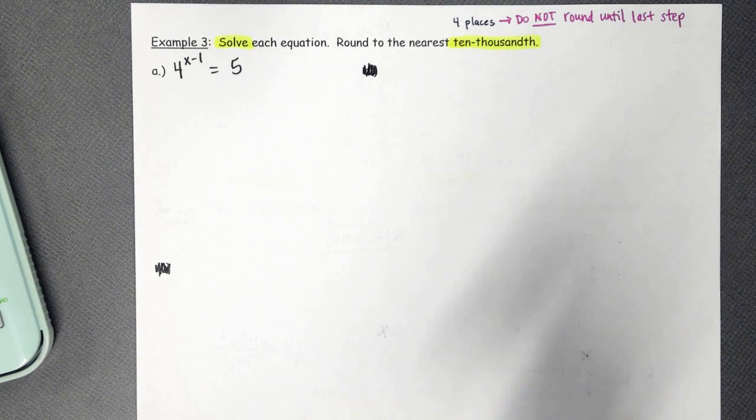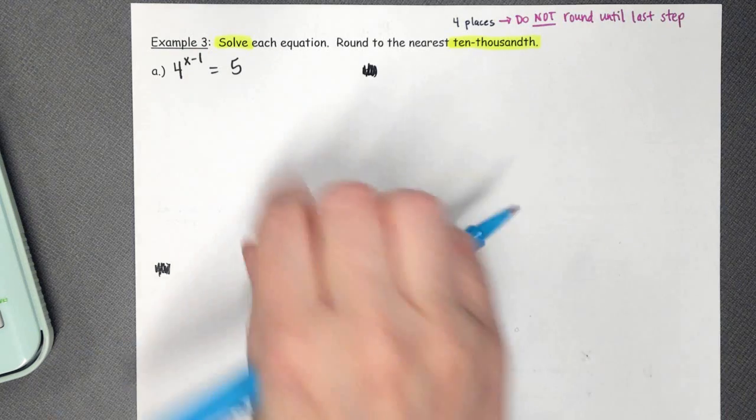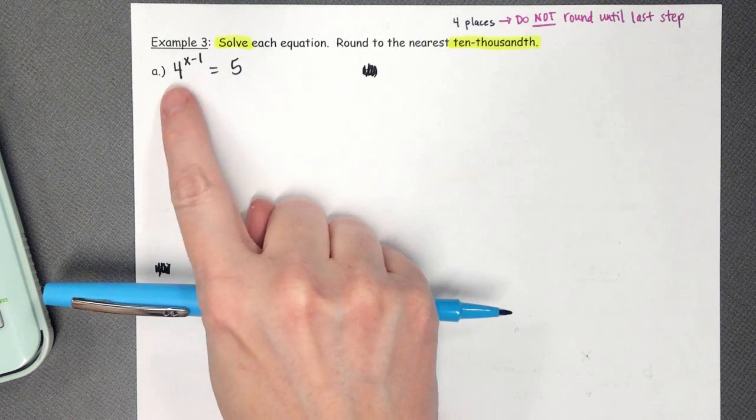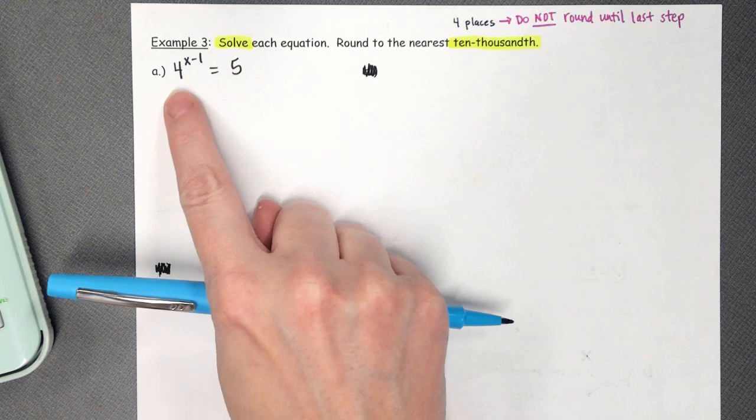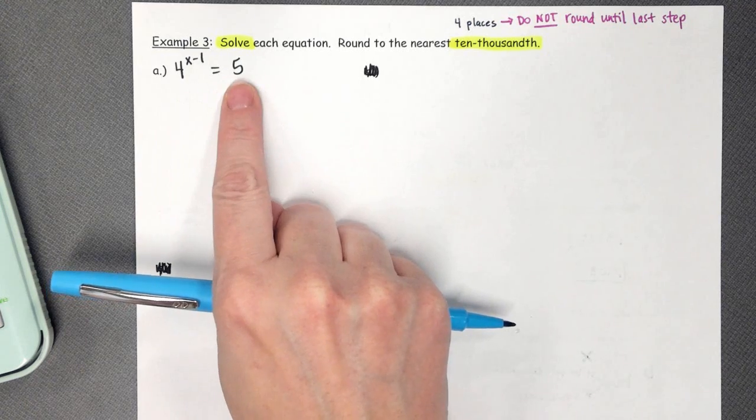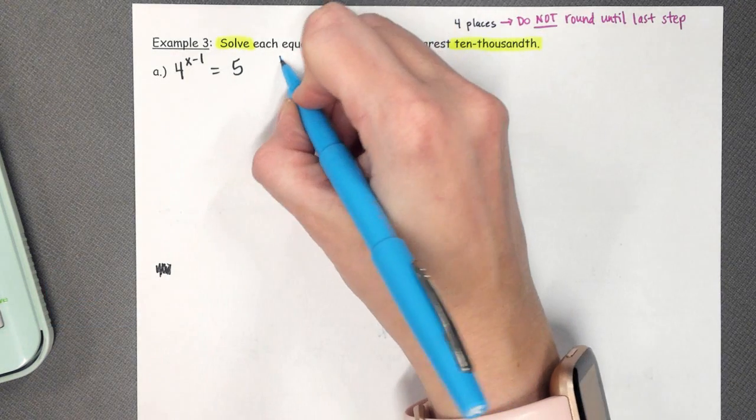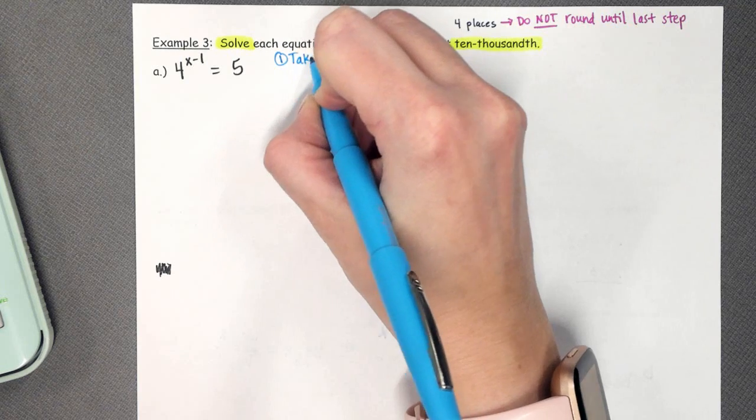Okay? So your first step, okay, if you cannot rewrite these with the same base, which you can't, 4 you could rewrite with 2, but you can't do that with 5, this is when you are going to take the log of both sides.